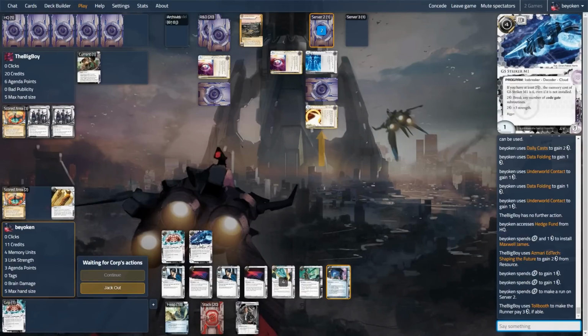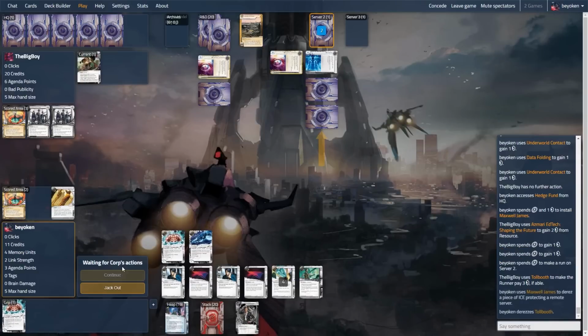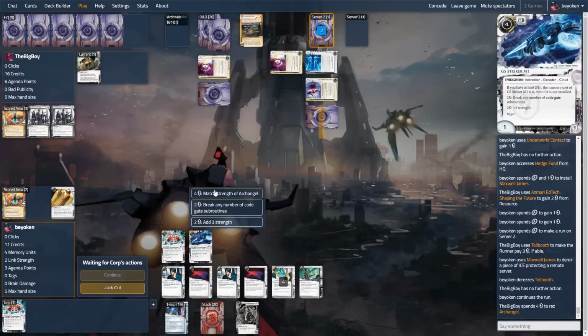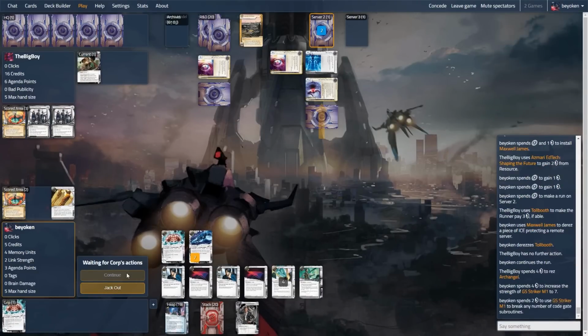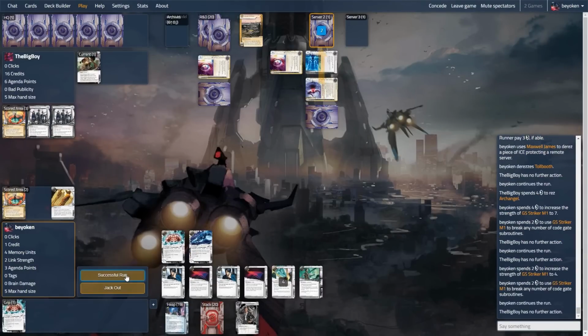I do have a lot of money coming in right now. That's 4 Econ cards, 2 Underworlds, 2 Data Foldings, plus a Daily Cast, meaning I get 6 credits every turn. So I do have the ability to contest the server this time. It's the Toll Booth I'm going to derez, and I'm going to be able to barely make it through. Ugh, 1 credit actually remaining.